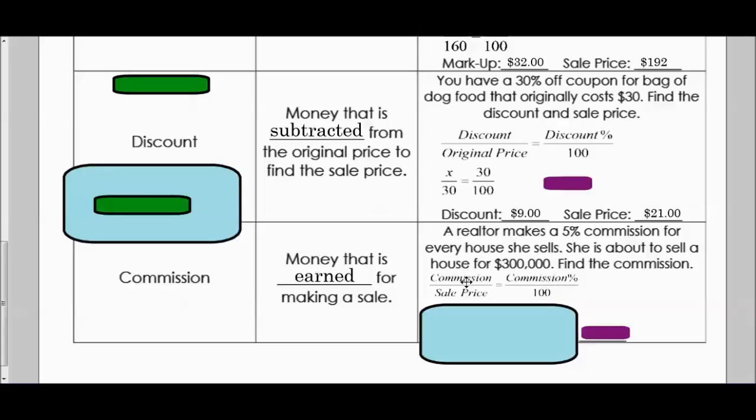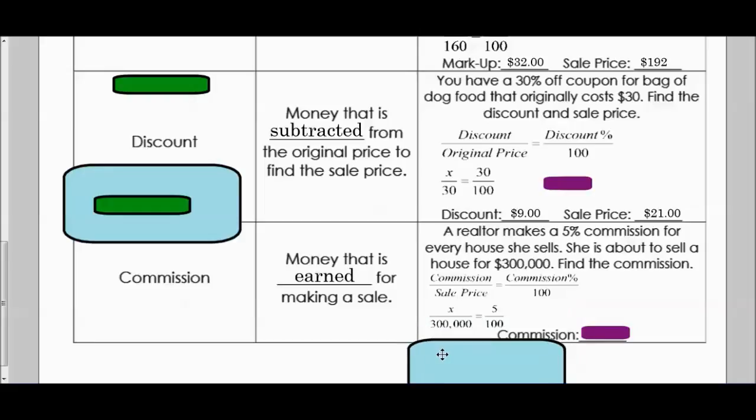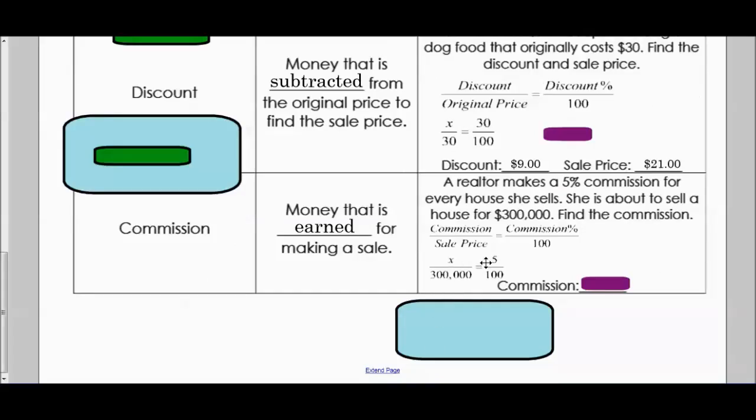We don't know that number yet, but we know the sale price. That is $300,000. So we're comparing straight across. We're trying to find out what the 5% is compared to this $300,000. We cross multiply and divide by 100, and you get that $15,000 is what she's making.